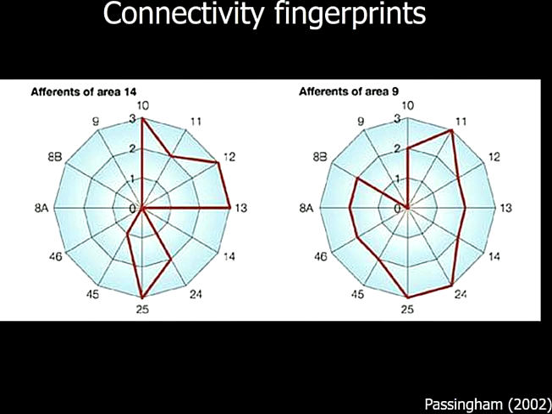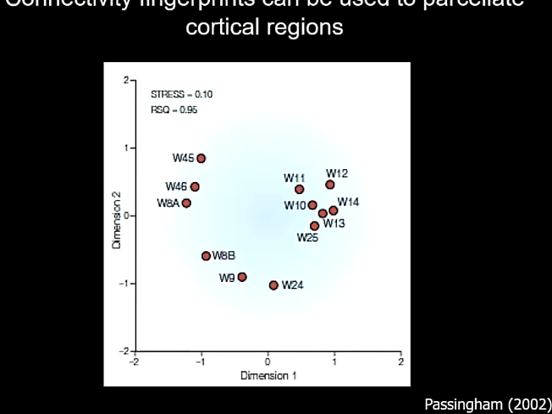These tract tracing connections have been used to come up with connectivity fingerprints, which can allow us to start to parcellate regions of the brain based on their connections to a number of other regions and the pattern of those connections. So what you can see is that for these two areas, in the prefrontal cortex on the left and in area 9 in the premotor cortex on the right, there are different patterns of connections to other cortical areas, allowing us to come up with a parcellation based on the tract tracing connections of these areas.